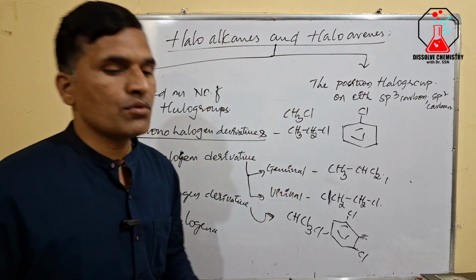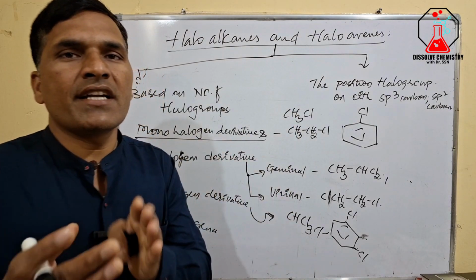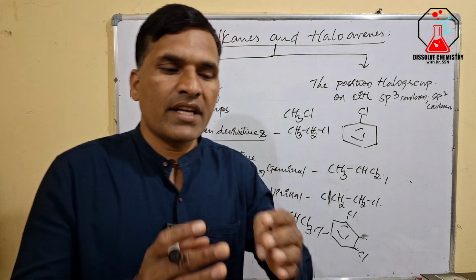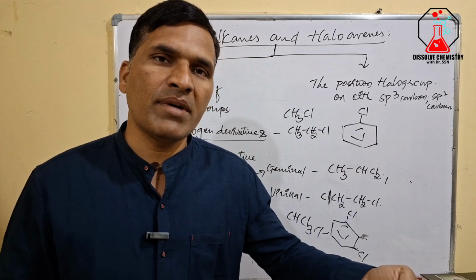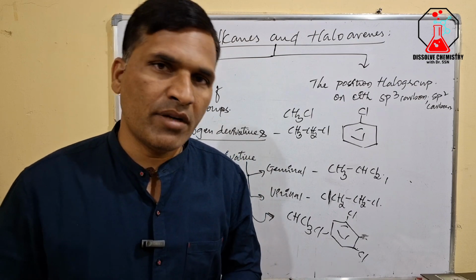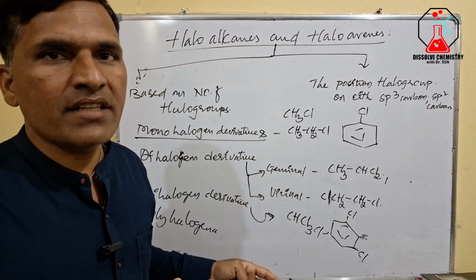Next we will move on to which carbon atom the halo group is attached to. We categorize them into two: halo group on an sp3 hybrid carbon atom, and halo group present on an sp2 hybrid carbon atom, into various classes.